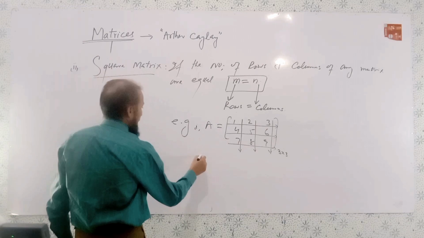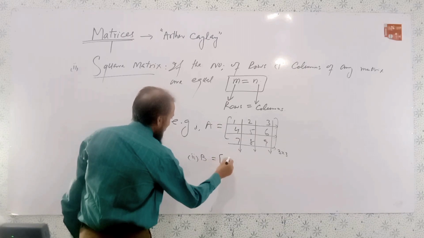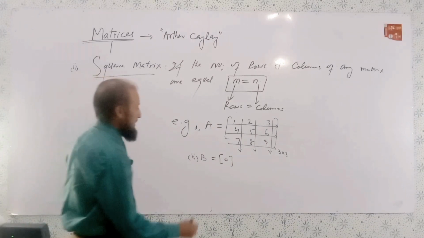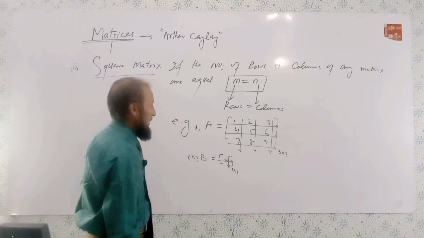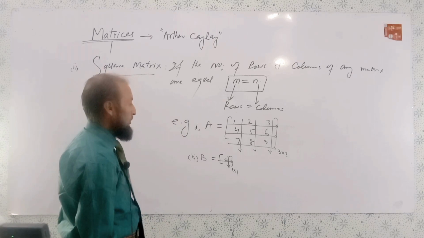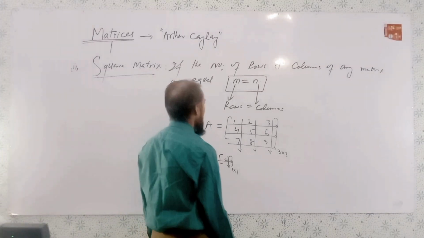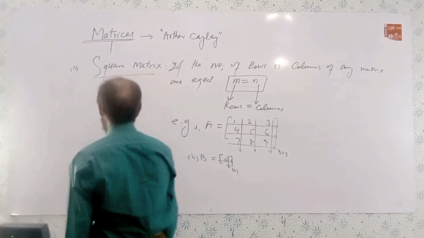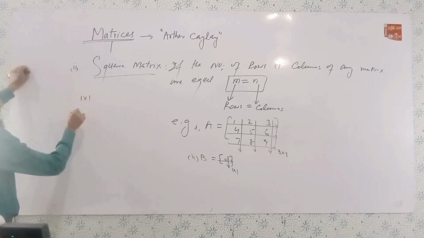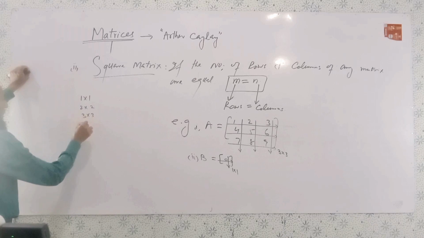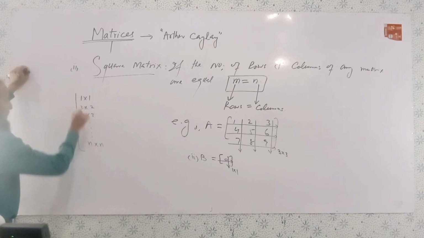As another example, take matrix B equal to 0. This is also a square matrix because there is one row and one column. We can say that in a square matrix the order is the same, rows are equal to columns. So for a clear concept of the square matrix, we can say that 1 cross 1, 2 cross 2, 3 cross 3, and so on up to n cross n will be square matrices.